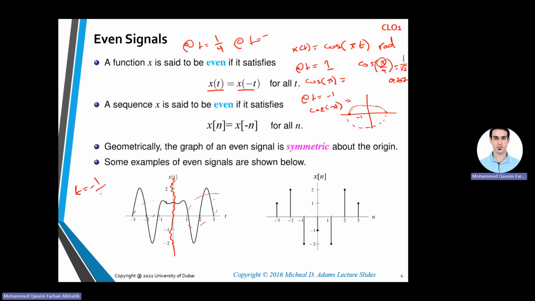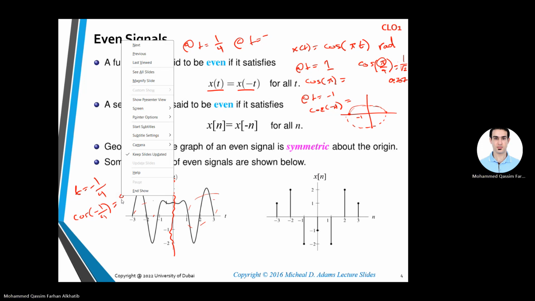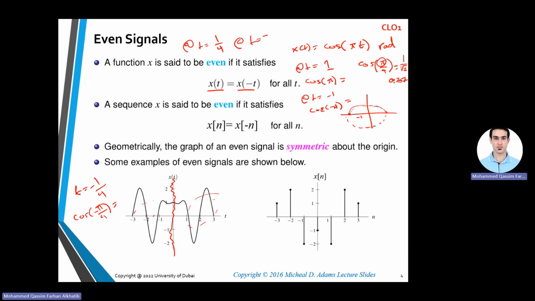At t equal negative 1 over 4, so I have cosine of negative pi over 4. How much? 0.707. All right. So in this case, cosine is an even signal. Why? Because I tried different values of t and always got the same value.